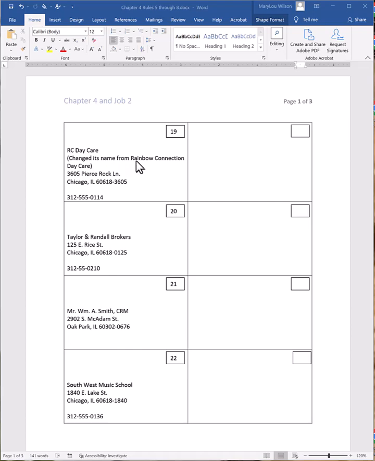So this company used to be known as Rainbow Connection Daycare, and now they have changed their name to RC Daycare. So RC Daycare is the original name or filing segment right now, and that's what we're going to code. That's what they're called by. However, we're going to do a cross-reference here of the old name, Rainbow Connection Daycare, and I'll show you that in just a second. So the first thing we've identified is this is a business name. The filing segment is RC Daycare.